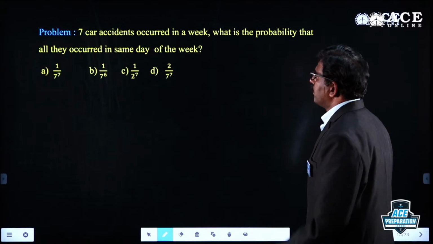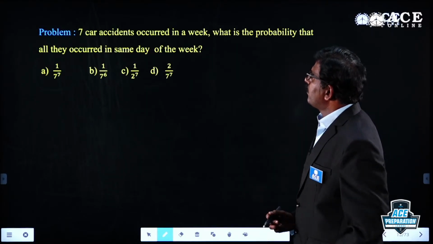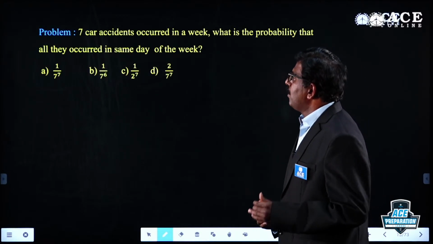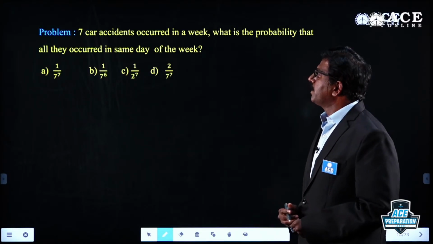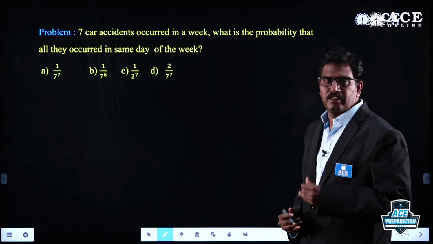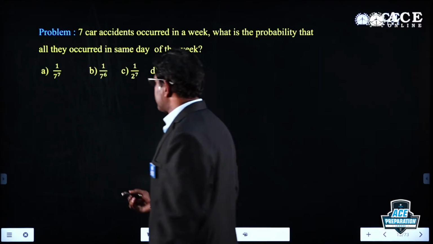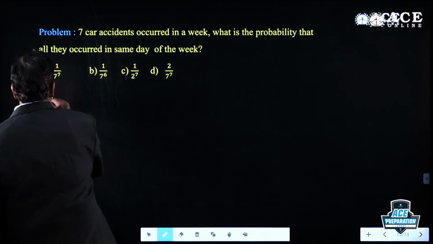Now coming to the next problem. 7 car accidents occurred in a week. What is the probability that all of them occurred on the same day of the week? All of them occur on the same day of the week. 7 car accidents occurred in a week. Solution.